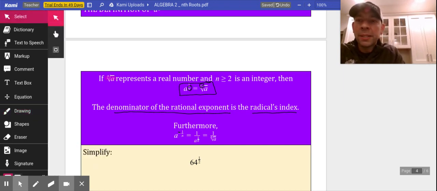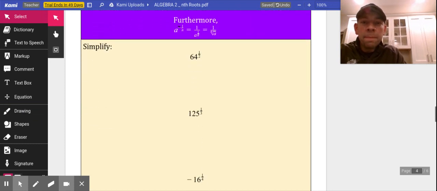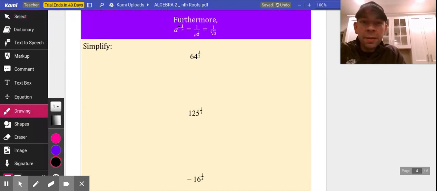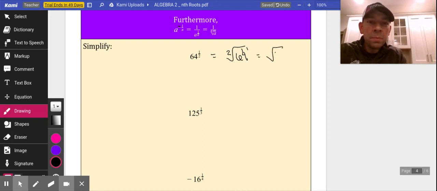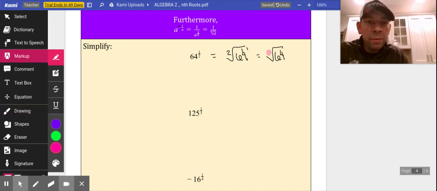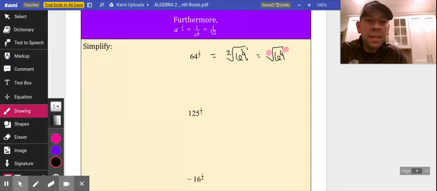Okay, so what I'm going to do here is rewrite this as the square root of 64 raised to the first. Here's a situation where, if you have an index of 2, it could be invisible. And if you have an exponent of 1, it could be invisible. So if I don't see a number here, you always assume it's a 2. If you don't see a number there, you assume it's a 1. And once you simplify that, you get a nice, cool 8.